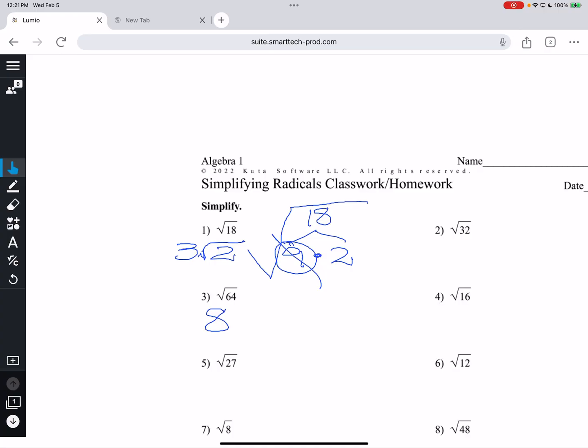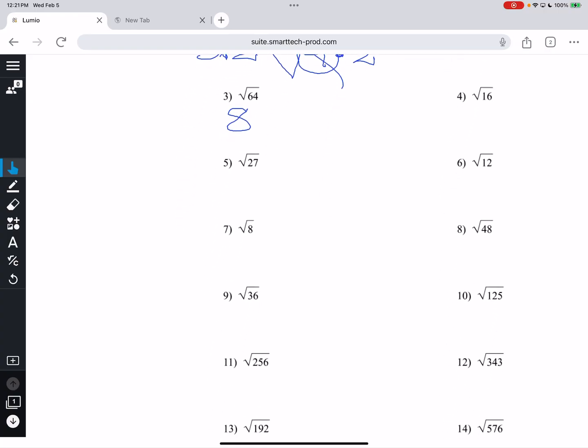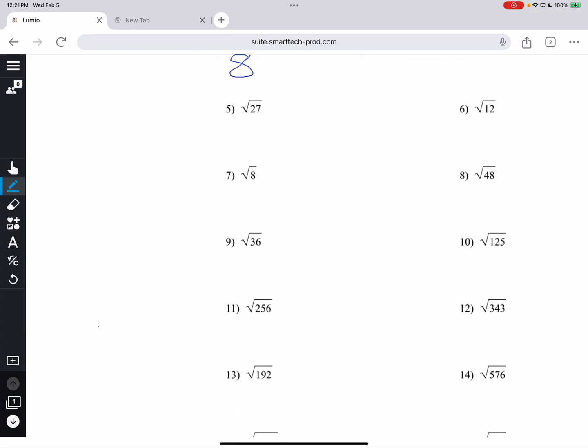All right. What about 27? 9 and 3. So 27 breaks down into 9 times 3. Either of those perfect squares? 9 is. So we're left with radical 3 underneath. So 3 radical 3.